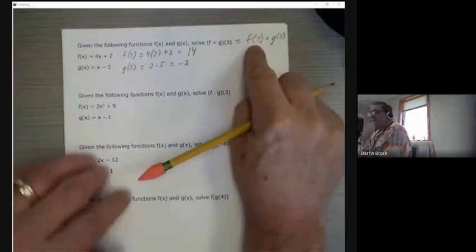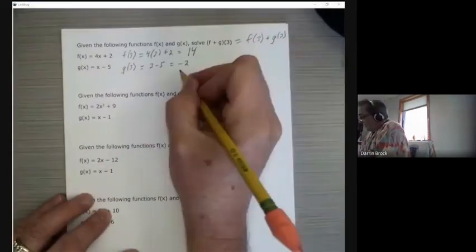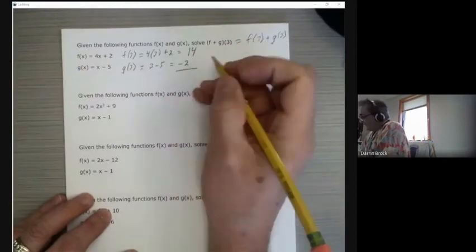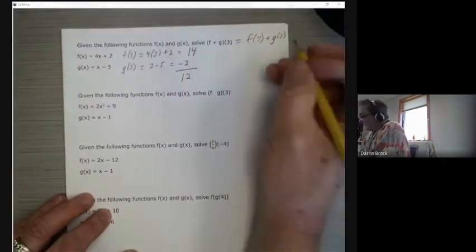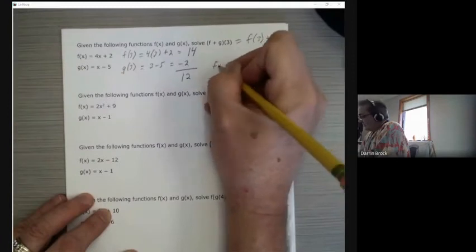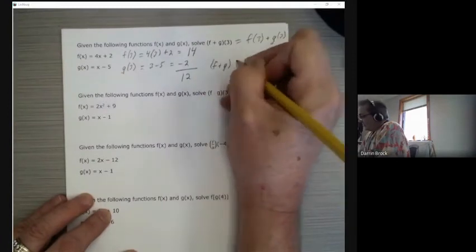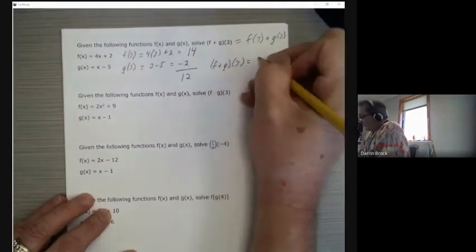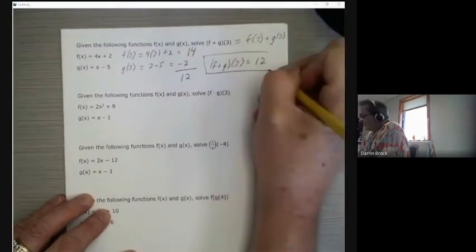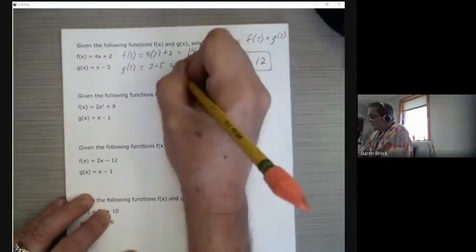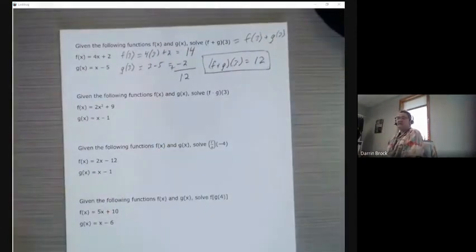So when we took f of 3 plus g of 3, it means we add these together. 14 plus a negative 2 is 12. So f plus g of 3 equals 12, because we added those together. We added a 14 and a negative 2 and came up with a 12.